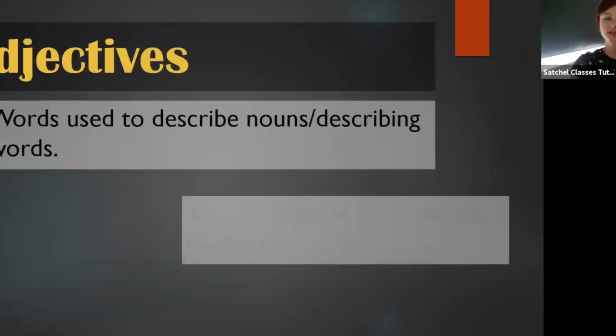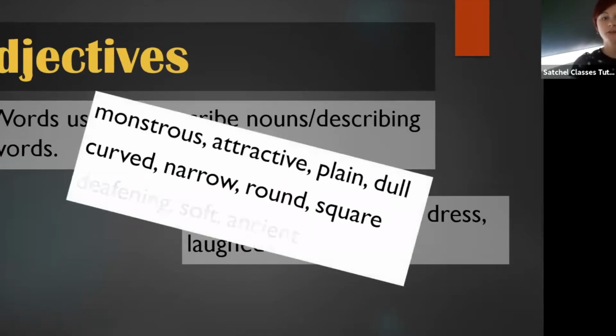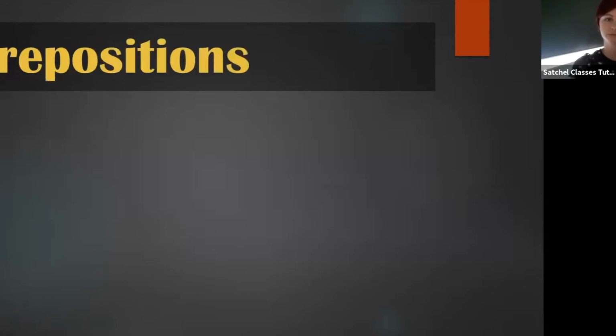Adjectives then, everyone should know this. Adjectives are words used to describe nouns. They're often just known as describing words. So happy baby in a blue dress laughed excitedly. So obviously happy, blue and excitedly are the adjectives. So yes, of course, this does extend to colours and things like that because it's describing something. Some other examples then. So monstrous, attractive, plain, dull, curved, narrow, round, square, deafening, soft, ancient. There's many more to that, of course. But that one is one that everybody generally knows and can remember.